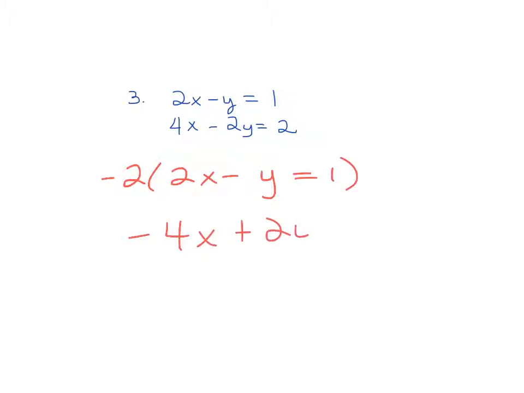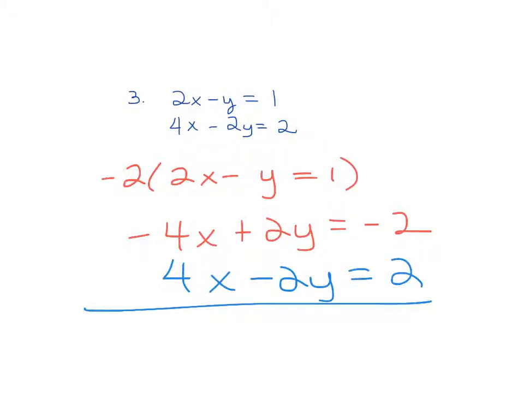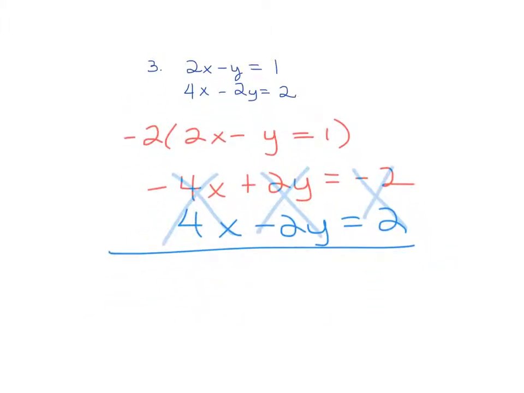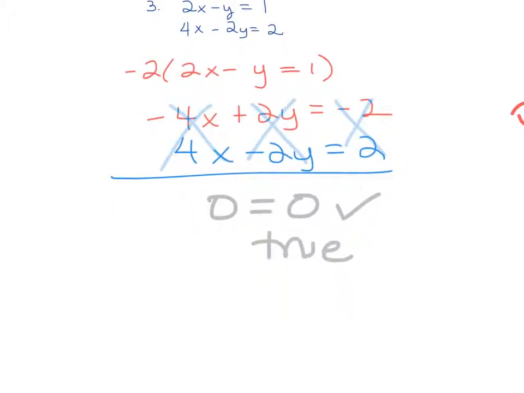-4x plus 2y equals -2. If I add that to the second equation, notice that the x's cancel, the y's, and so do the answers. So I'm left with 0 equals 0, which is a true statement. So when this occurs and you're left with a true statement, the answer is all real numbers.